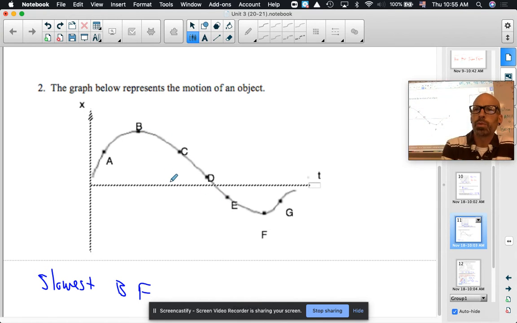Then the last question, I think, is, when is it slowing down? Well, that would be from the beginning until B. It would be from D to F, and then it would be from G and beyond. That's what I would say.